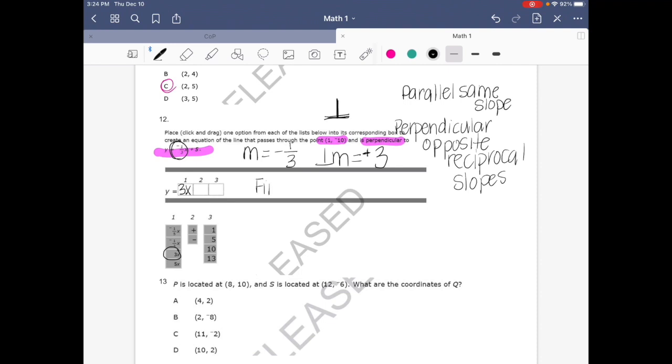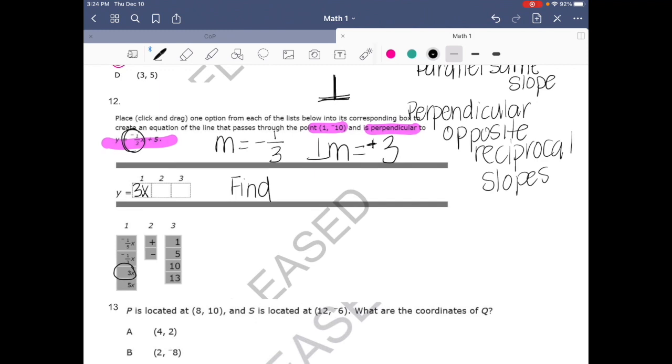Now we need to find the y-intercept. That was the piece that a lot of students struggle with. So how do we find the y-intercept? Well, you have your point and you have your perpendicular slope. So we're going to plug that into y equals mx plus b. All right, so I'm going to plug in my x in the x spot. I have my y, I'm going to plug that into the y spot. And I have my slope, I'm going to plug that into the slope spot.